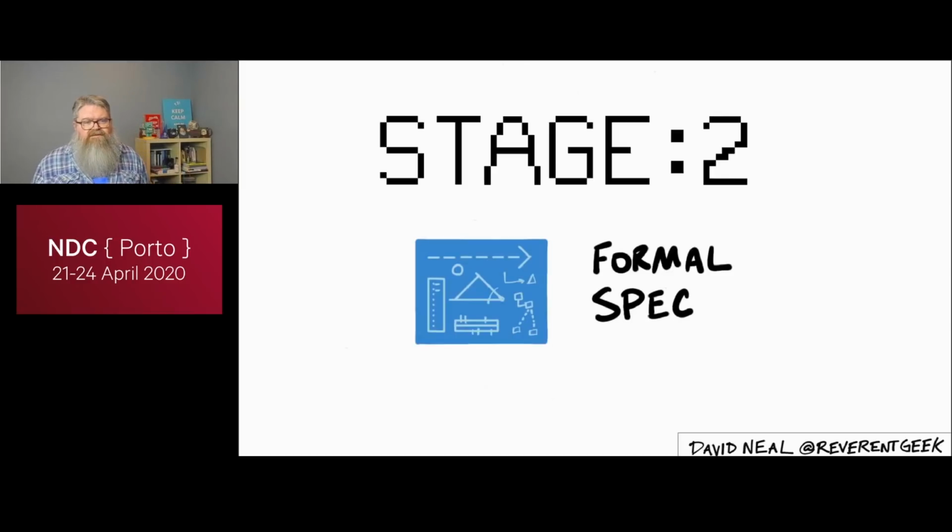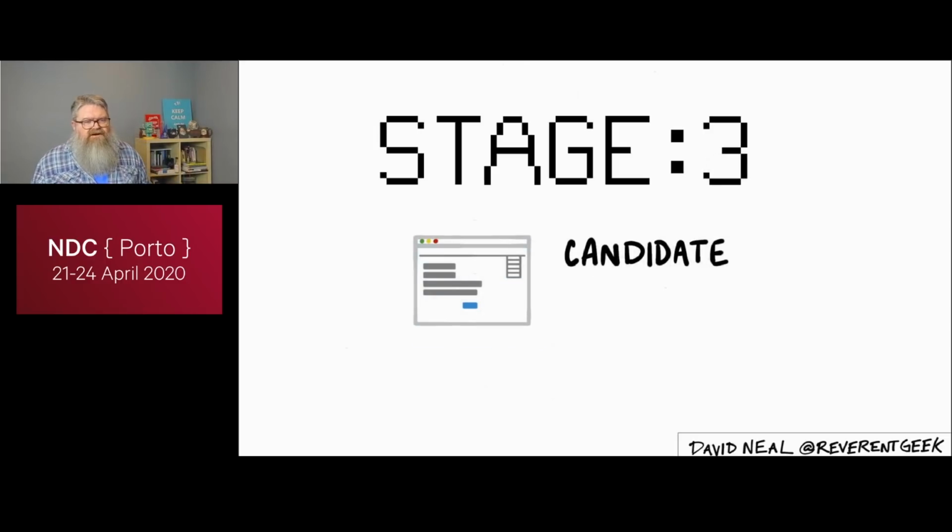In stage 2, this is the formal spec stage. A specification draft is created. The syntax and semantics and backwards compatibility, those kinds of details are fleshed out as part of the idea. And then stage 3 is called the candidate stage. The specification has been finished, and this is a signal to the rest of the world that they can start trying to implement this new change in the specification and get real world usage and feedback.